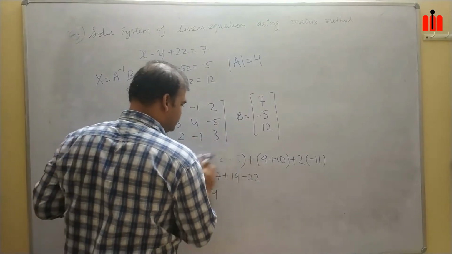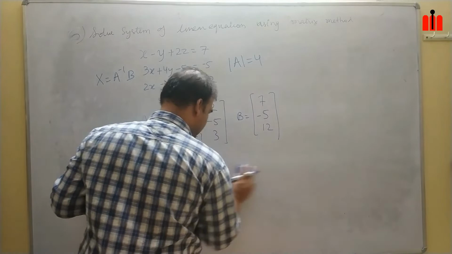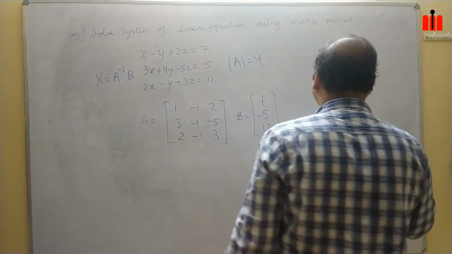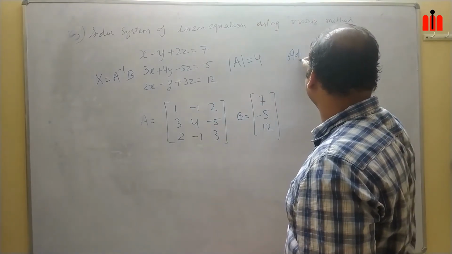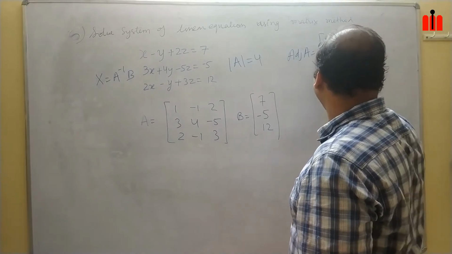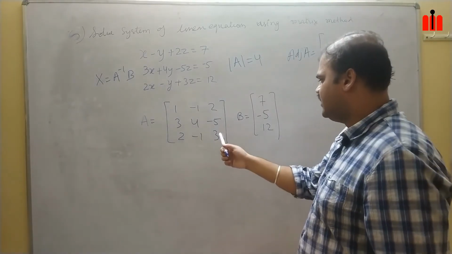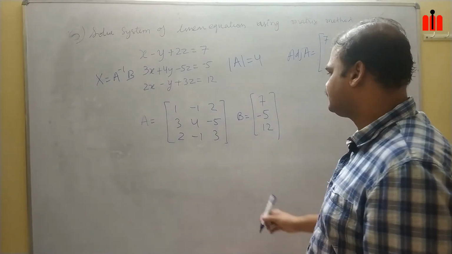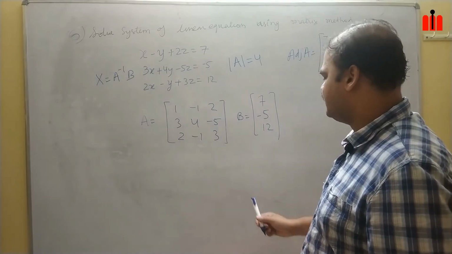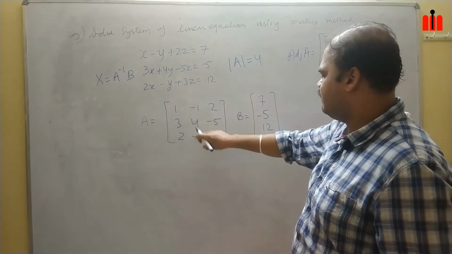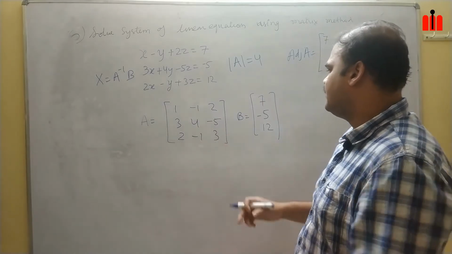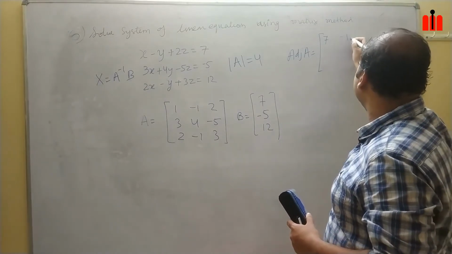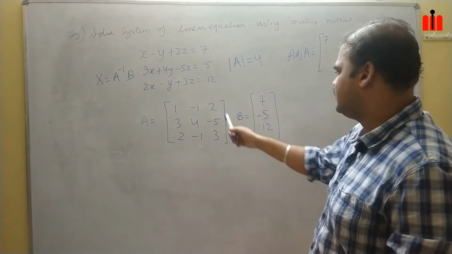Okay, so I will rub this out. Now we will go towards finding adjoint A, because A inverse is equal to 1 by determinant of A into adjoint A. So for adjoint A, it is the cofactors transpose. For the first cofactor, 4 into 3 is 12, 12 minus 5 is 7. For the second, for minus 1, it is 9 plus 10, it's 19, so it will become minus 19. It is the negative of the minor.